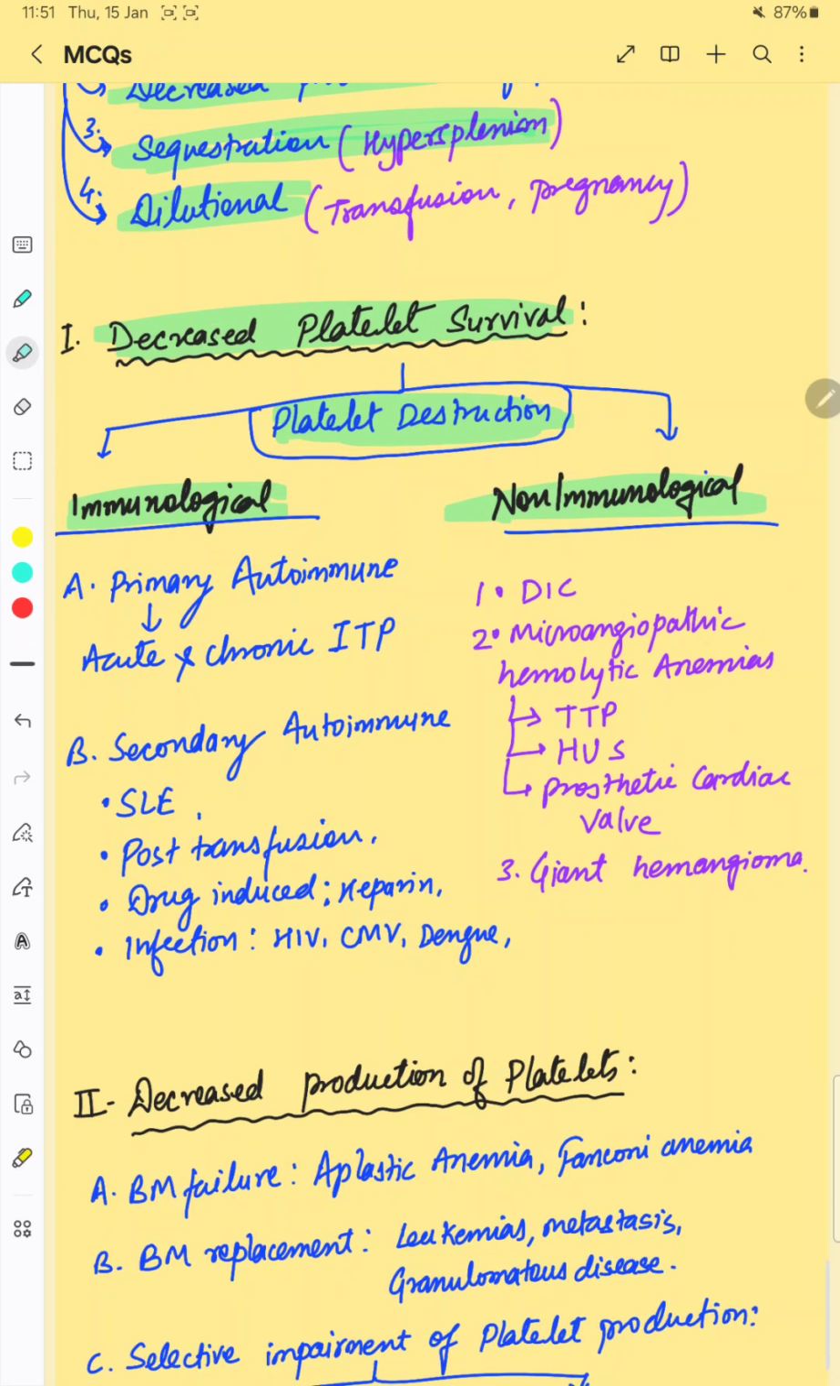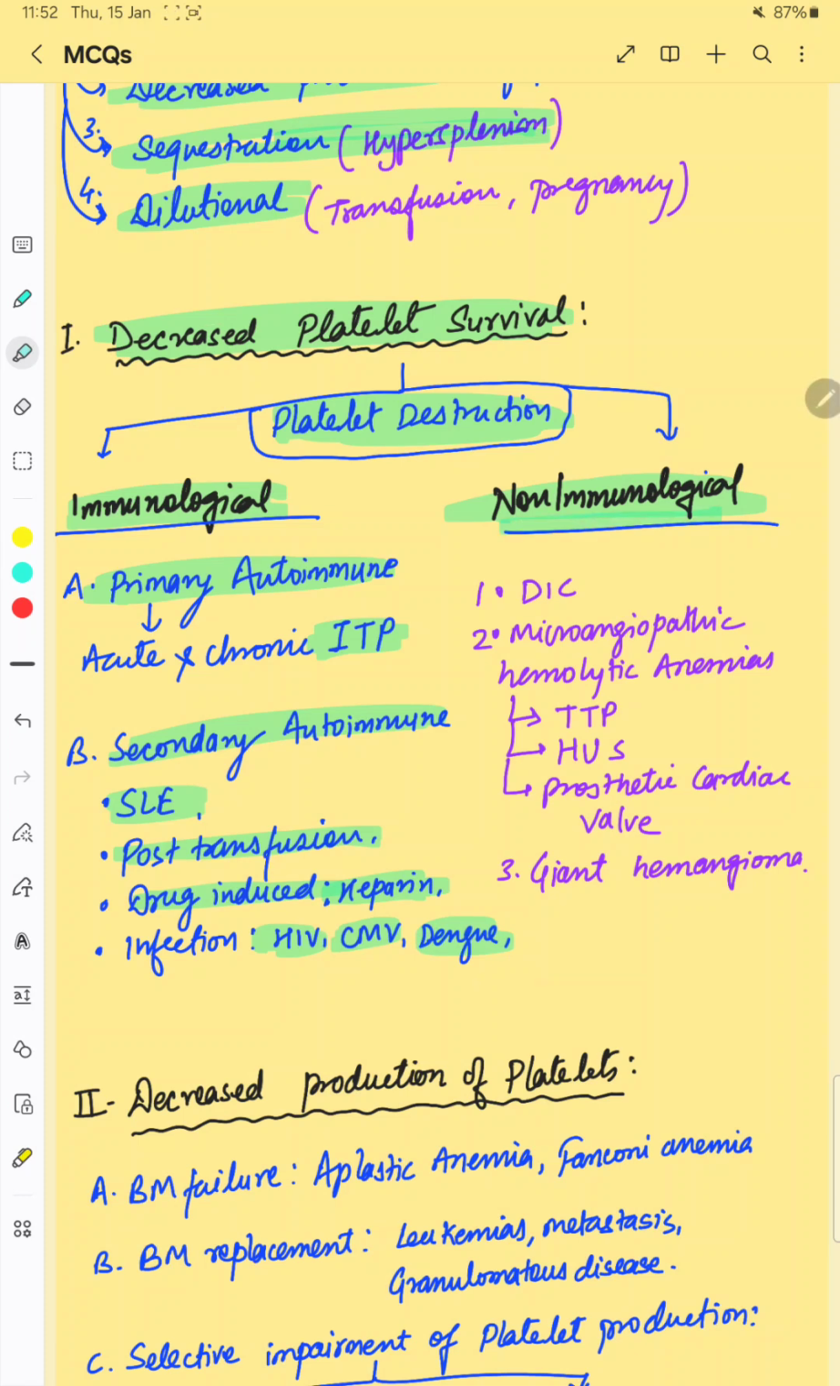In the immunological mechanism, there are antibodies or immune complexes against the platelet. Primary autoimmune conditions for platelet destruction are acute or chronic immune thrombocytopenic purpura. Secondary autoimmune conditions in which immunological platelet destruction is seen are SLE, post-transfusion, drug induced by some drugs like heparin and quinidine, and some infections like HIV, CMV, and dengue, and in some cases of infectious mononucleosis.